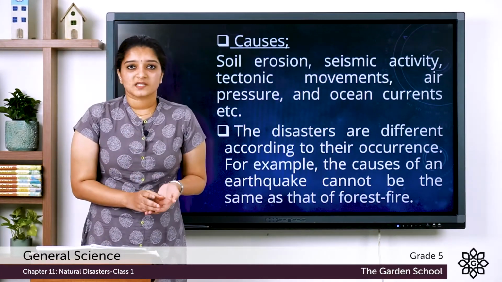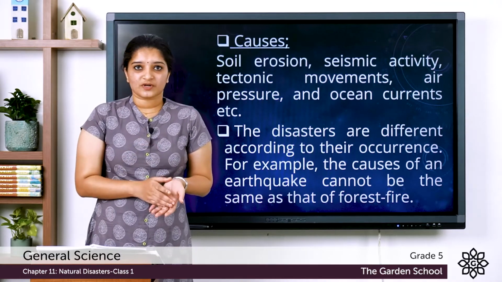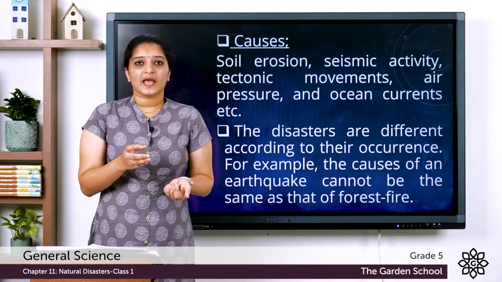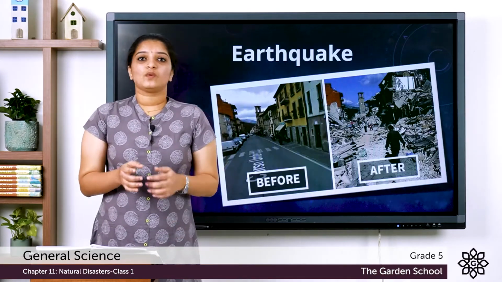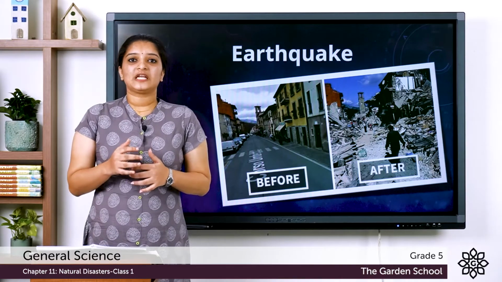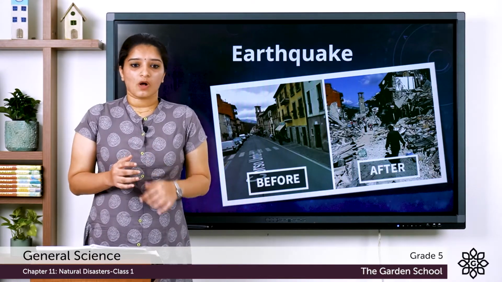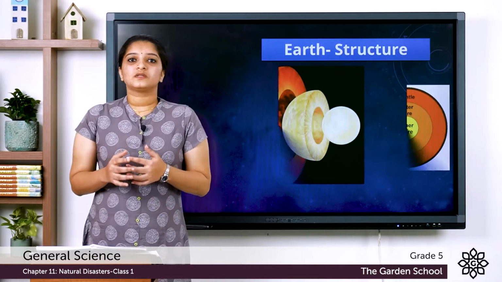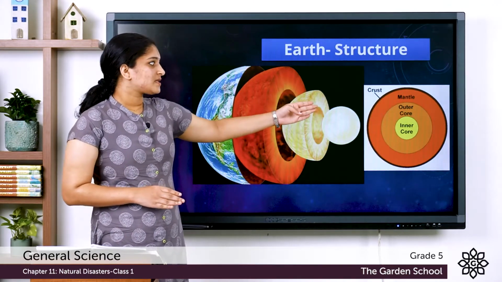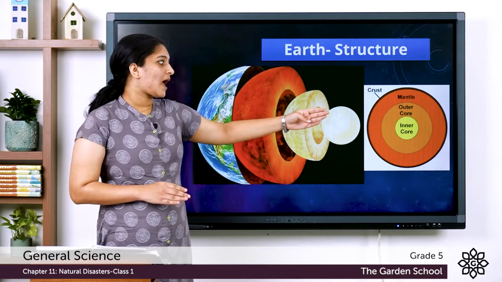So, a natural disaster is an event that occurs naturally, and the examples include tsunami, cyclones, flood, earthquake, etc. Now, let's see what an earthquake is. Before we study about earthquake, we need to know the composition or the structure of Earth. The Earth is composed of 4 main components. They are the crust, mantle, outer core, and inner core.